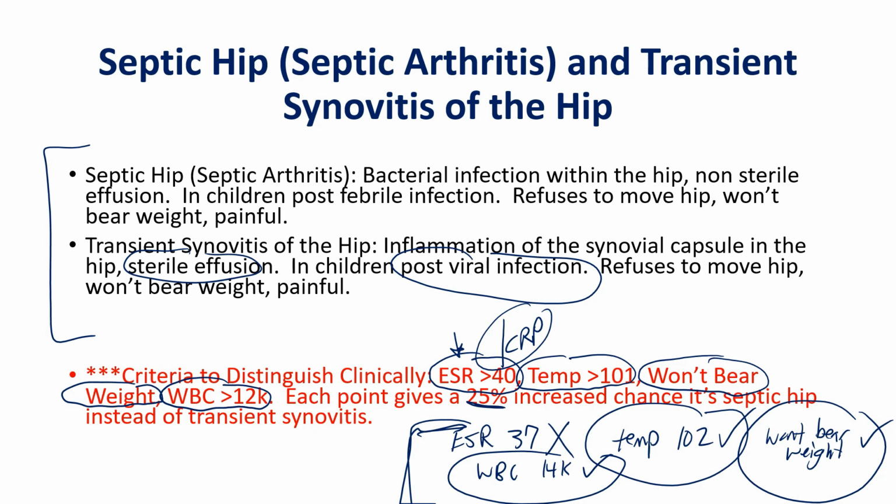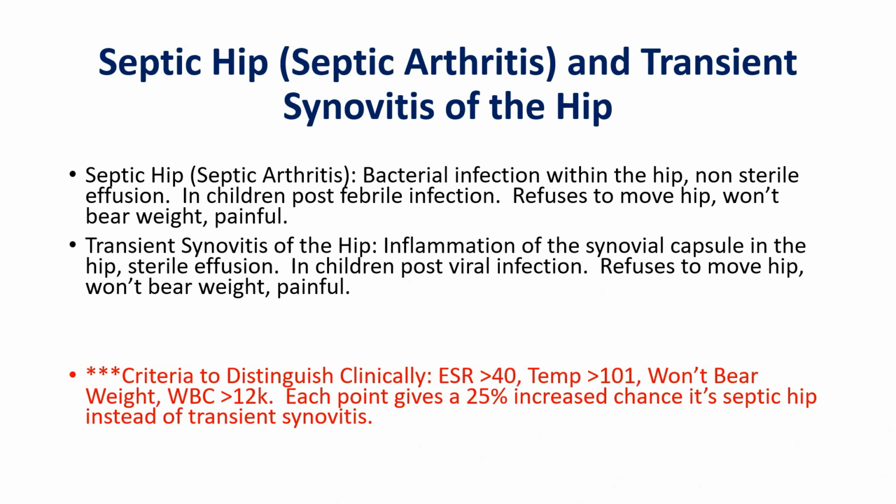So in this particular patient that we've just described down here, we looked at their lab results, patient X, they meet 3 of the 4 criteria. So that means you give 25% for each of the criteria met. So they have a 75% chance around that they have septic hip over transient synovitis of the hip. Okay? That's an important distinguishing criteria to use, because say they don't meet any of these.